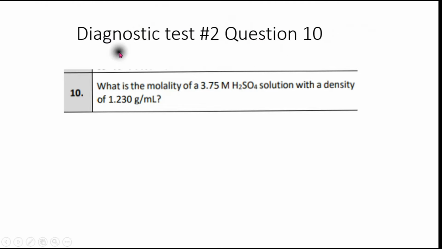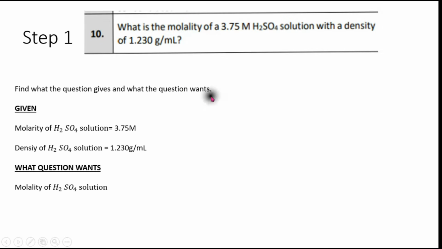Question 10. First of all, let's have a look at the question. What is the molality of a 3.75 m H2SO4 solution with a density of 1.230 grams per milliliter? M here is the symbol for molarity.